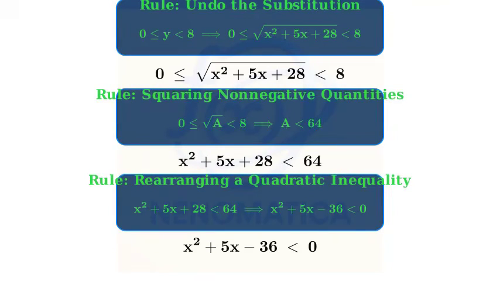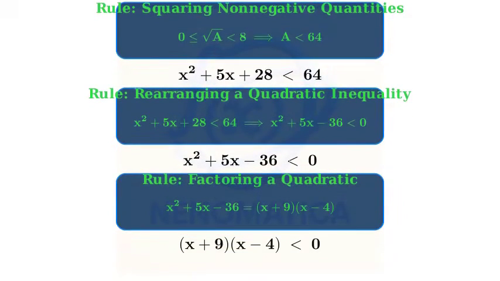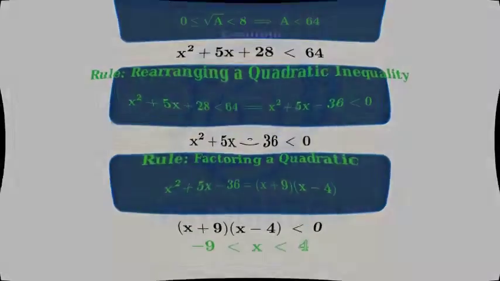Step 10. Factor the quadratic in x. It factors into (x plus 9) times (x minus 4), less than 0. Step 11. A product is negative between its real roots. Therefore, x lies strictly between negative 9 and 4. We will also visualize this on a number line.